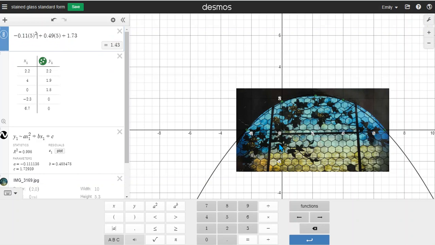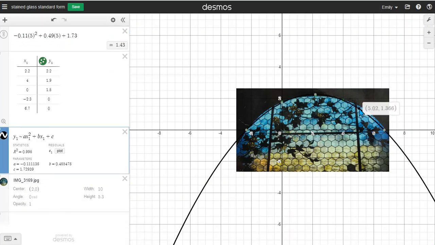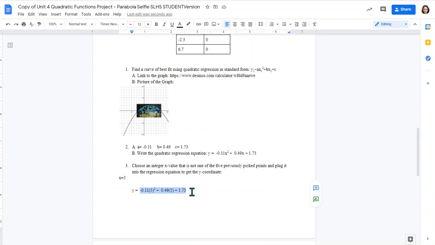When my x is 5 over here, my y should be about 1.43. And that's pretty close. Actually it says 1.378, but I think that's because of the rounding that I had to do. So I'm taking this answer here, 1.43. All right, and that means that there is a point at 5, comma 1.43.